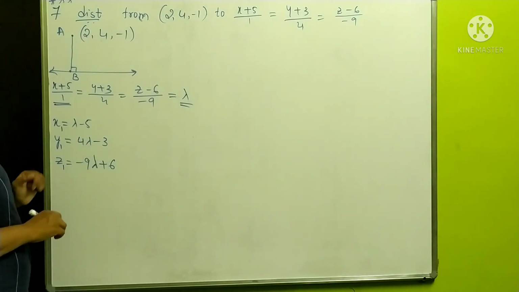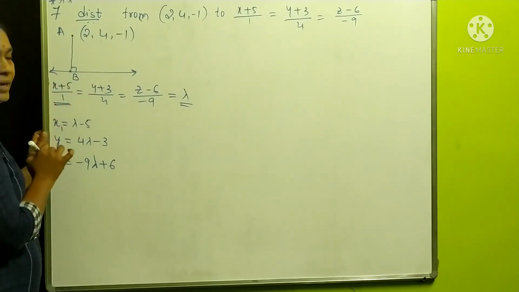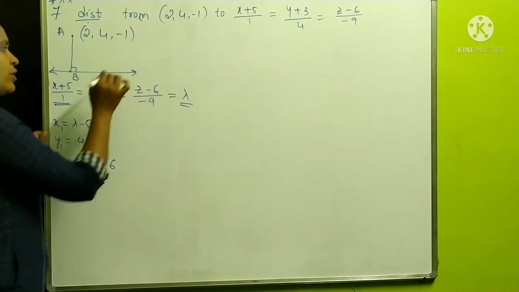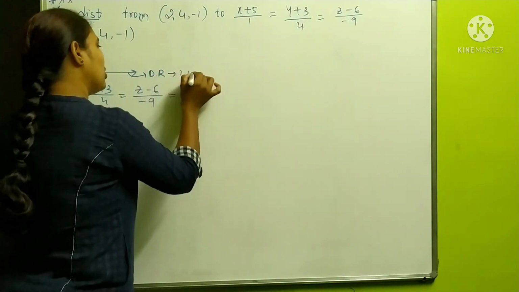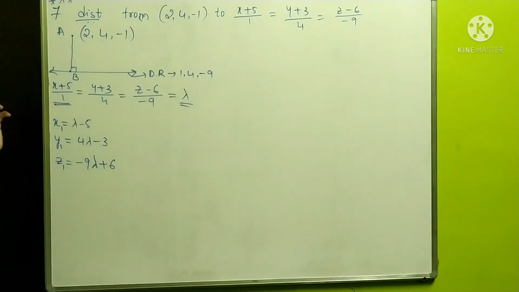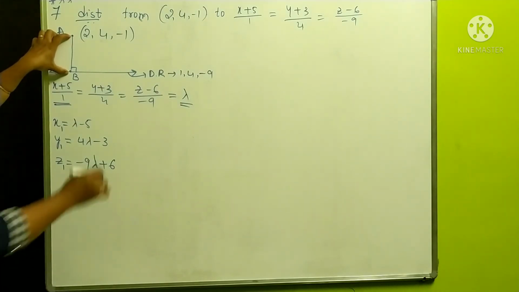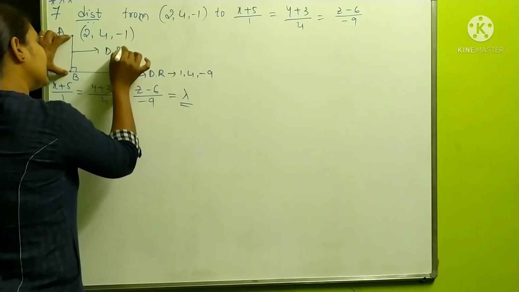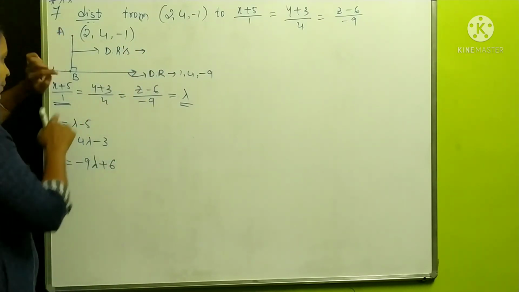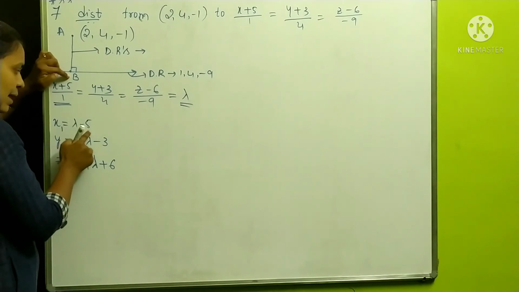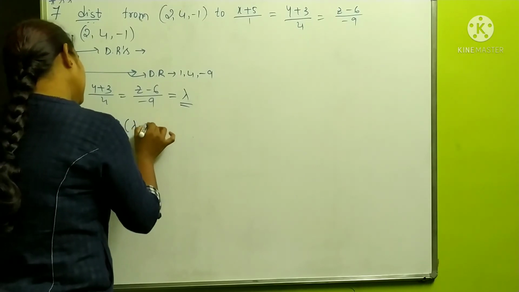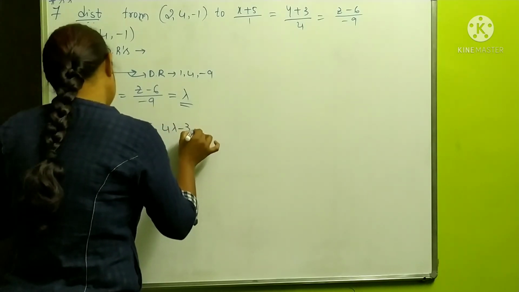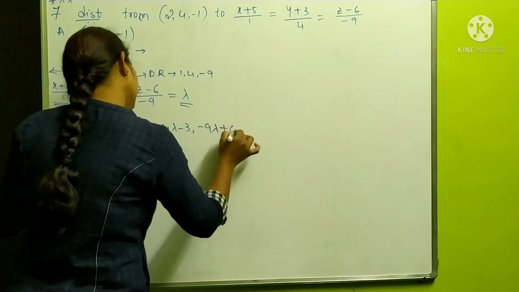Fine. Now you see here, this line AB is there. AB is perpendicular to the line. What are the direction ratios of this line? The direction ratios of this line are 1, 4, minus 9. Can you tell me the direction ratios of these 2 points, that is AB? What will the direction ratios of AB be? We have got point B here, right? This is lambda minus 5, 4 lambda minus 3. So let me take point B as lambda minus 5, 4 lambda minus 3, minus 9 lambda plus 6.